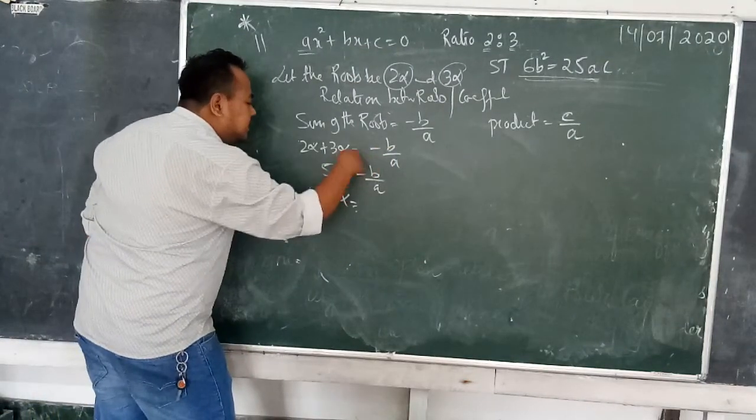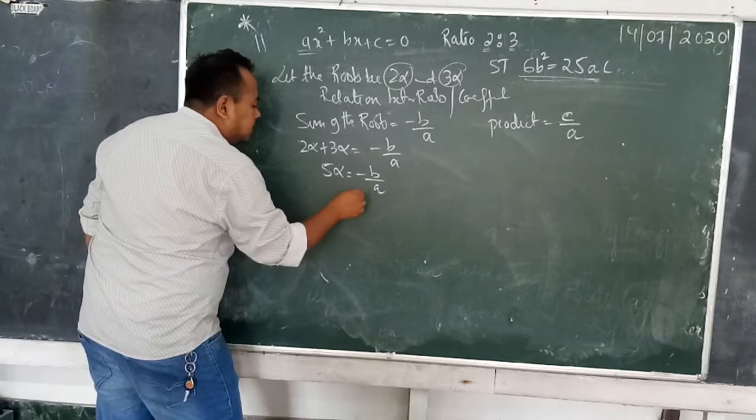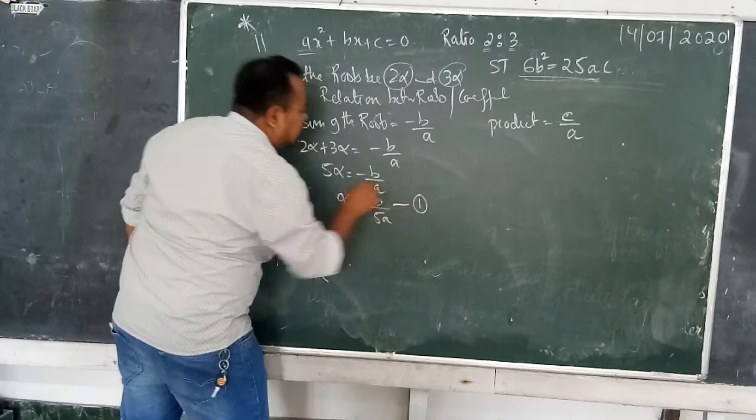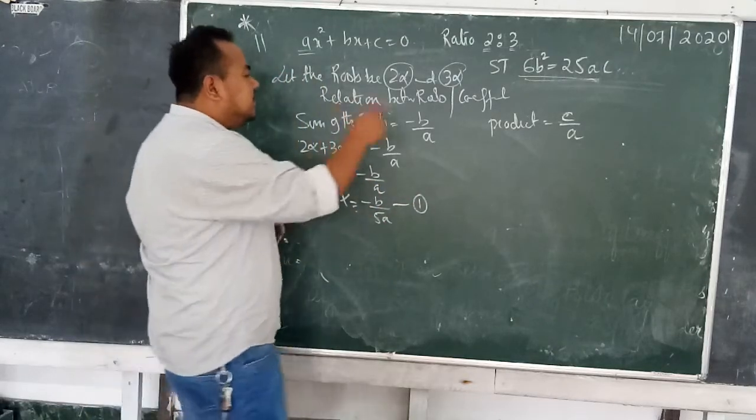So I rewrite the equation in terms of a and b. So alpha will be minus b by 5a. So this is relation number 1. Now do the same thing for the product.